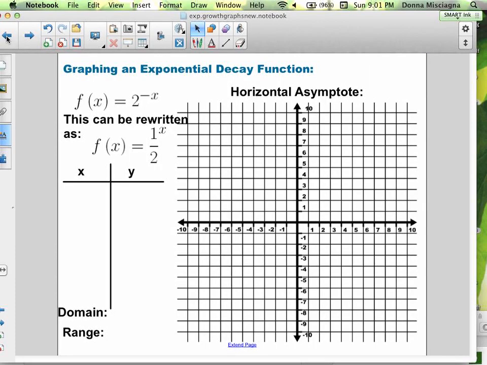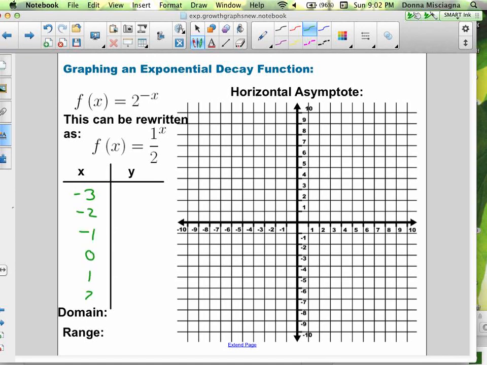So anyway, you can see you have this in your notes. There we go. f of x equals 2 to the negative x. This can be rewritten as f of x equals 1/2 to the x. Make sure you rewrite those negative exponents if you have some. All right, so we can go to -3, because this is kind of the decay version of f of x equals 2 to the x. For the growth, we could use 3. For the decay, we could use -3. -2, -1, 0, 1, and 2.